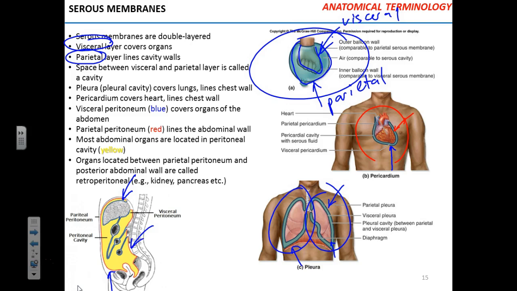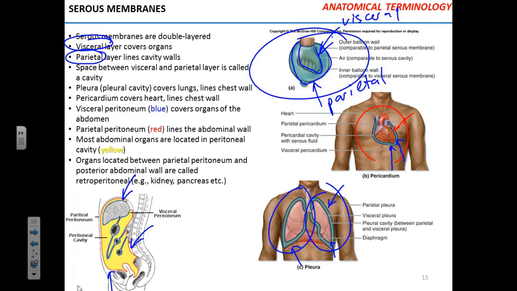Now, why I pay so much attention to visceral membranes, visceral serous membranes, and parietal serous membranes? Not so much in peritoneum, but in the lungs and in case of the heart, you can see that there's a little tiny space between the visceral and parietal layers. Can you see that space? You can, right? What do you think this space is filled with?